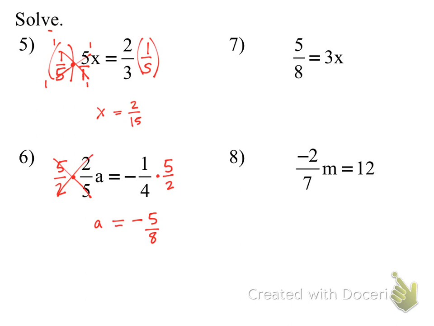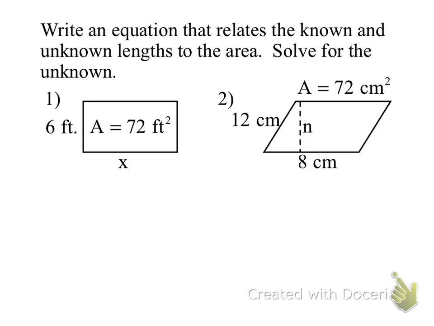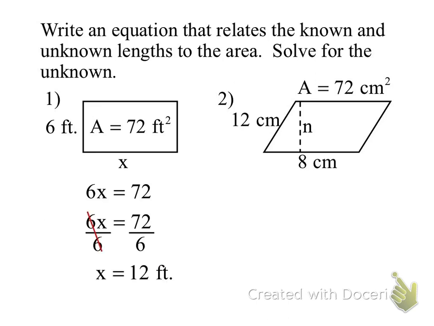I'm going to put this last bit, if you go up to 10 and 16. All right, so now we're going to do our word problems. Write an equation that relates to the unknown lengths of the area. Area formula for a rectangle would be area equals length times width. So I'm just writing 6x equals 72. And then I'm going to use my property of equality, divide both sides by 6. And we are left with x equals 12.